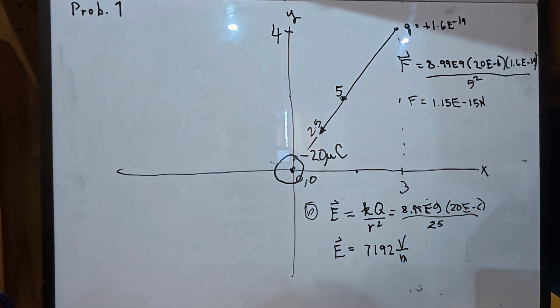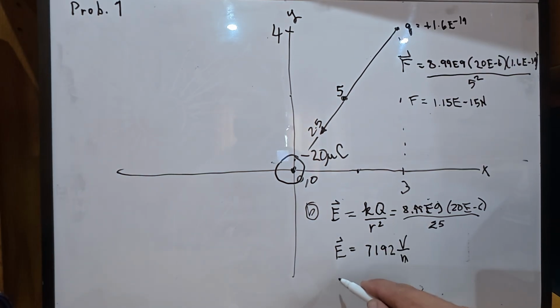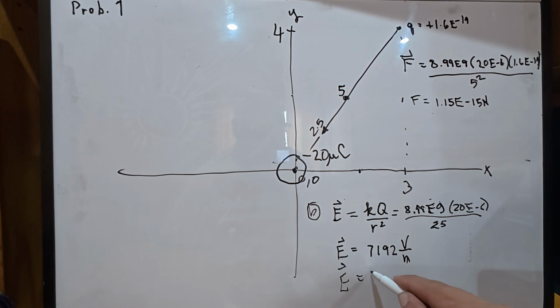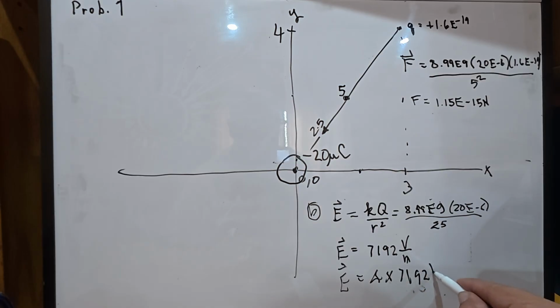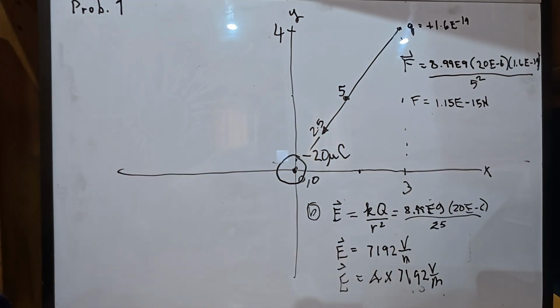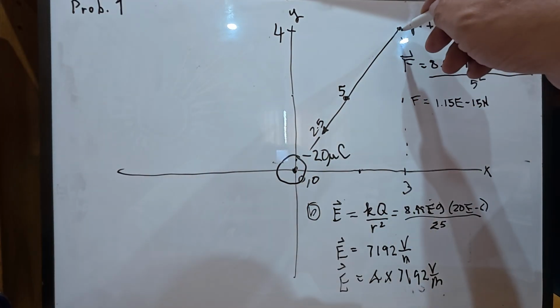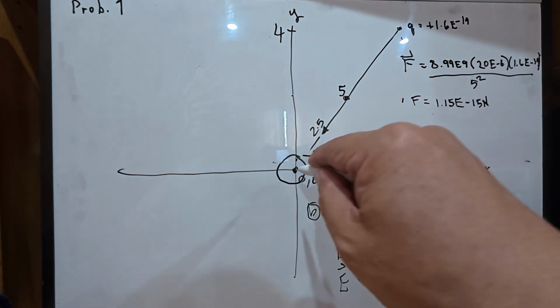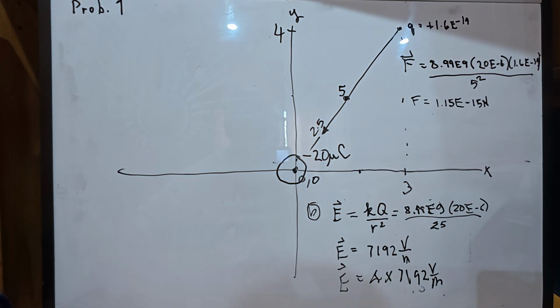That means that the strength will be 4 times as much, right? Inverse square. So the electric field will be 4 times 7,192 volts per meter. And it also asks whether the direction has changed, and the direction is still towards the minus charge, towards this center point on this coordinate system.